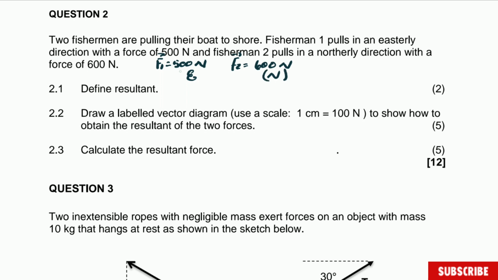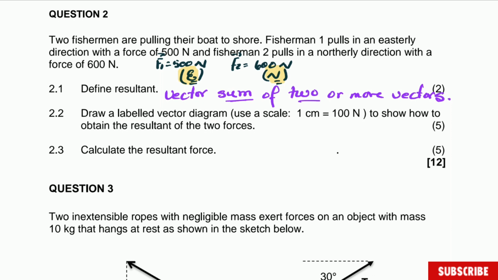This one is the direction they are giving us, in which direction those two persons were pulling the boat. The first one is: define resultant. Now, what is resultant? Resultant is the sum of two or more vectors. That is the definition of resultant. Draw a labelled vector diagram to show how to obtain the resultant of the two forces.